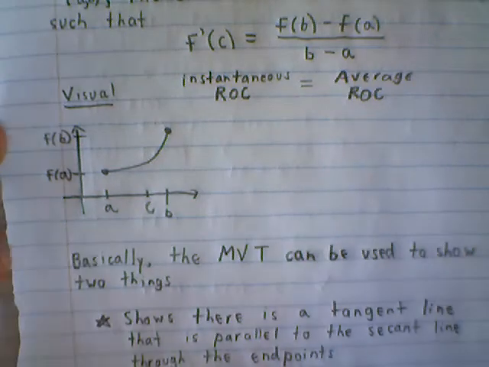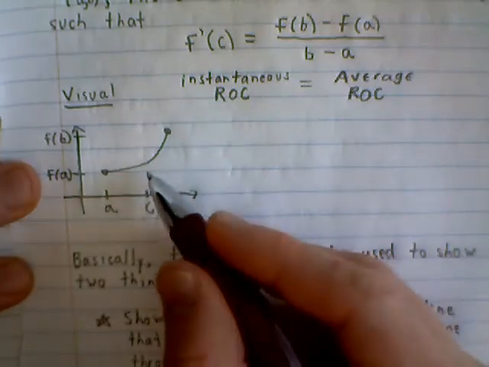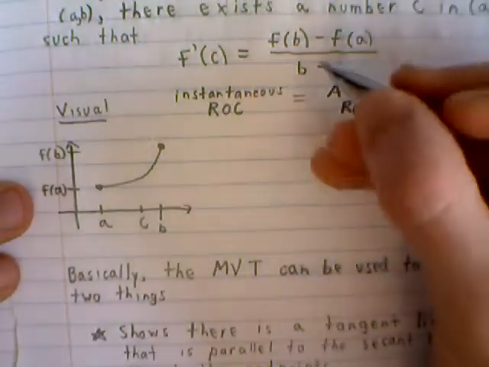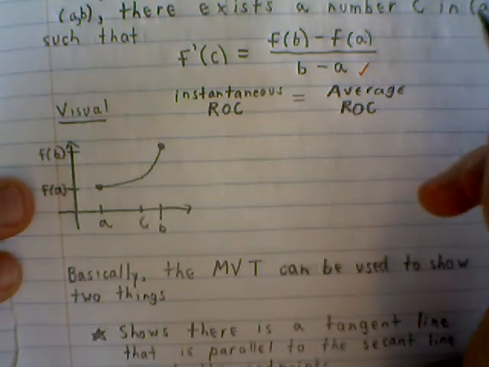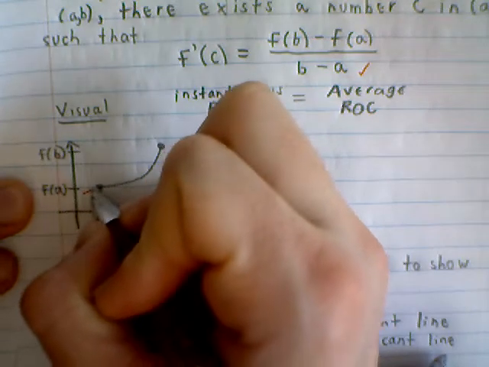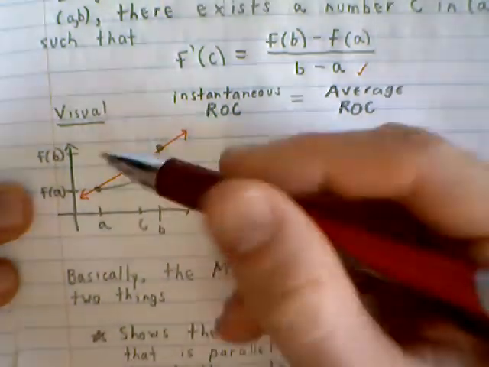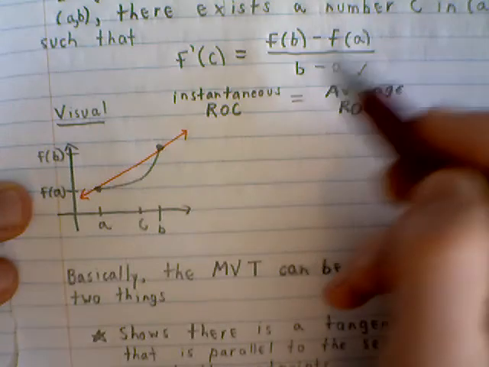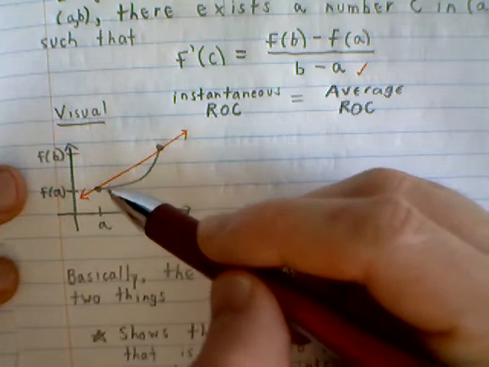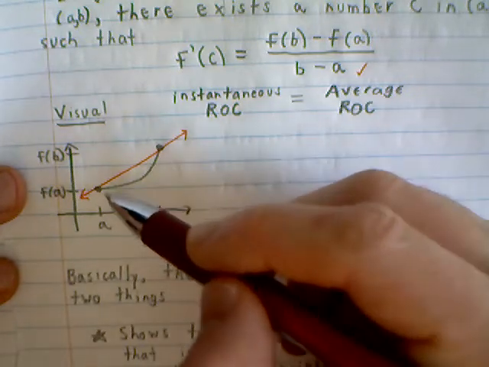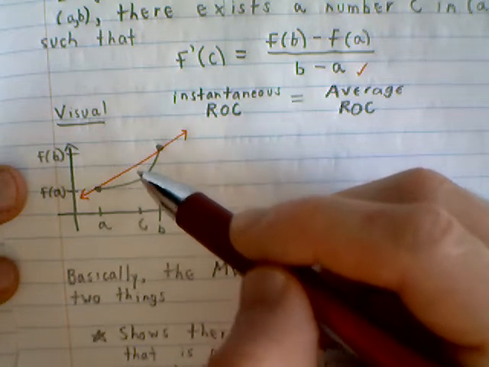So all the mean value theorem is saying is if I find the slope of the secant line, so I'm going to start with this side of the equation. The slope of the secant line through the endpoints of the interval would be the slope of this line right here. All right, so the slope of this line is f of b minus f of a over b minus a. I'm looking at the slope of this line. Because the function is continuous and differentiable, there has to be a point on the curve where the slope at that point is the same as the slope of the secant line.